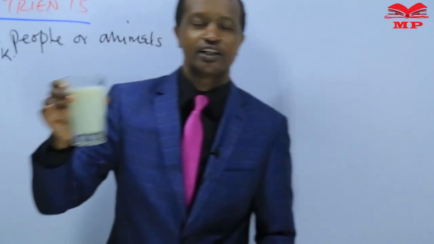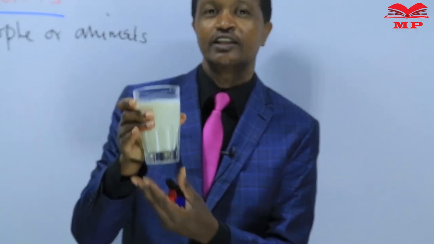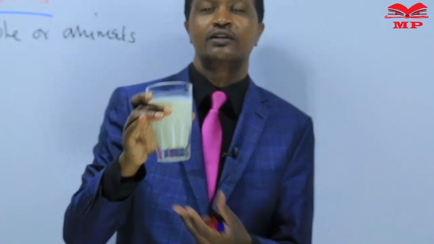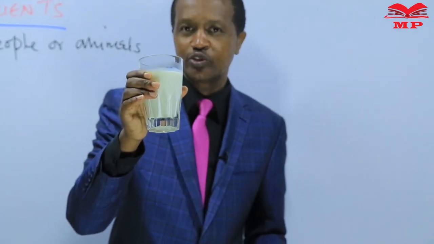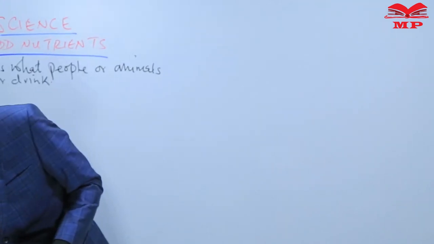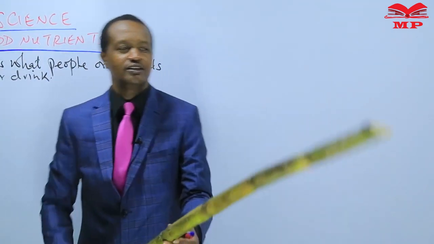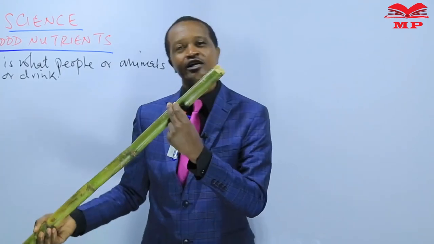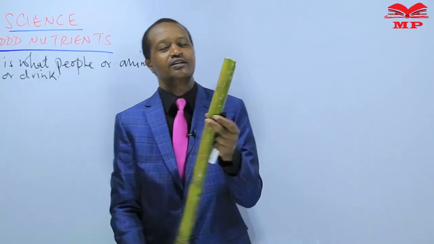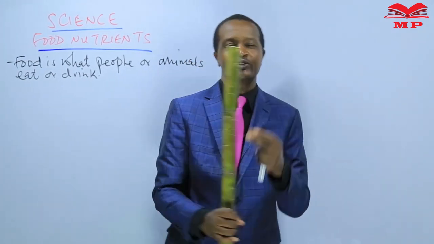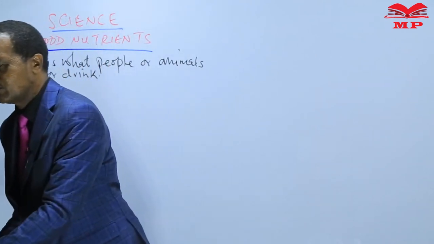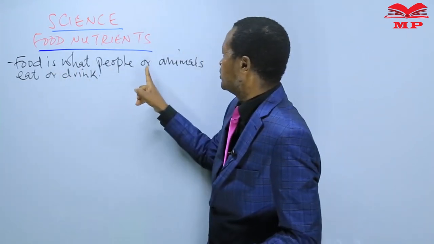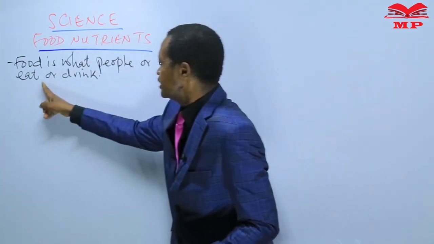People also drink. I have a glass of milk. This is food. This is what people drink. Animals also drink milk. Okay, like cat. They also drink milk. Learners, I have something here also, what people eat. Some of you may have eaten this one. This is sugar cane. People eat. Okay? You remove the peel, then you eat. Sugar cane. Learners, so food, I've just raised some of the foods that people eat. I've said food is what people or animals eat or drink.